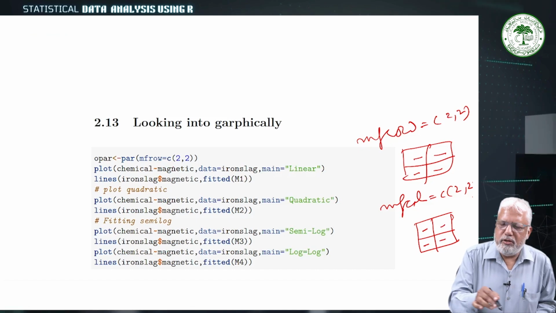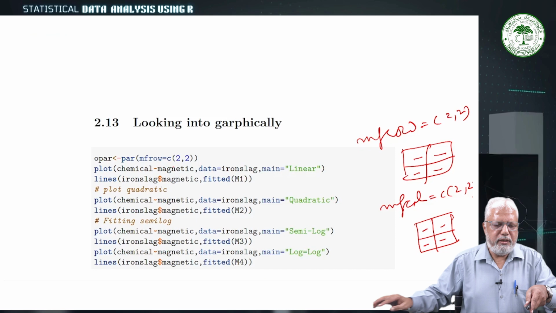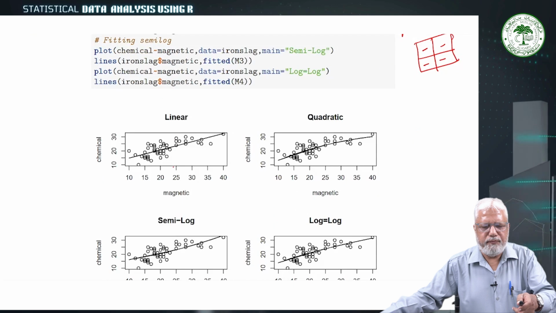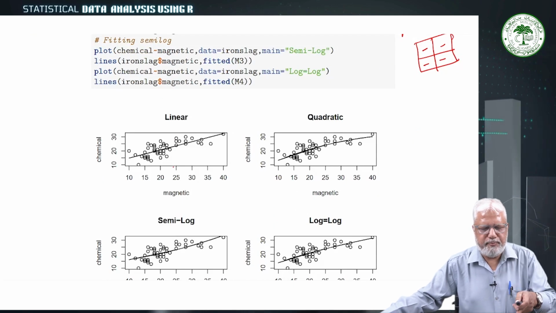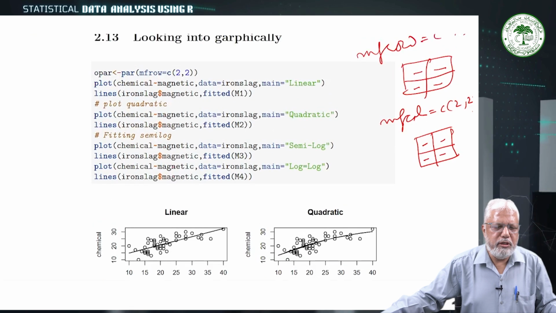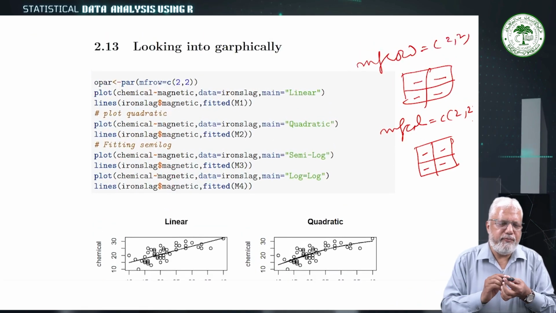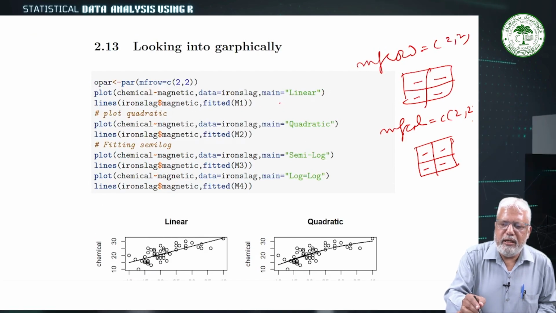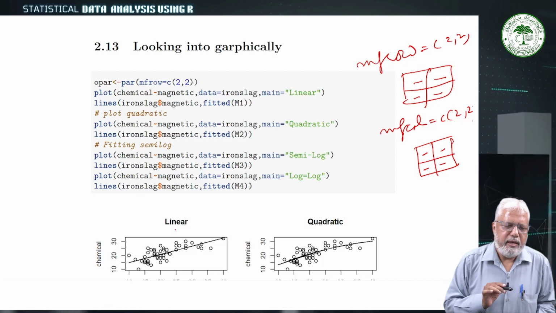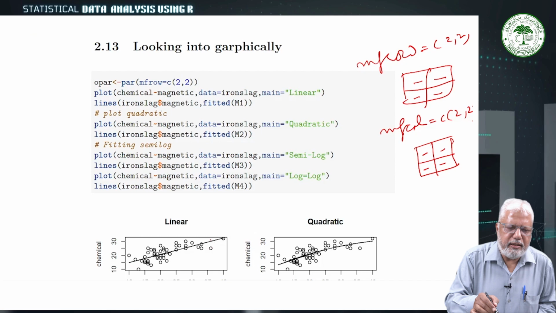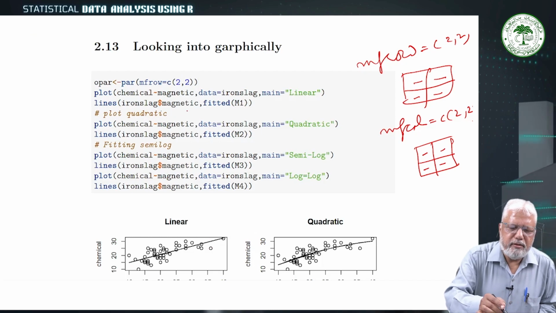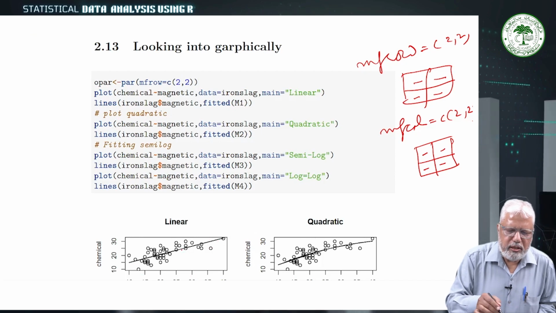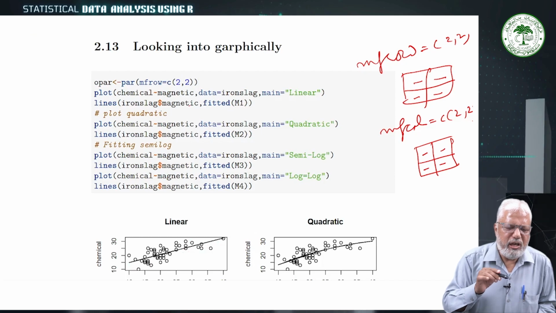So it will divide the screen into 4 figures, and each command will fill a panel: the first window, first panel, then second panel, then third panel, and then fourth panel. Here we are plotting. Plot is a high level function. So it is chemical versus magnetic, data is equal to ironslag, and main title is linear. Then we are adding lines, ironslag, magnetic: on the x axis magnetic, on the y axis fitted values. So it fits the line, and then we are using another plot.